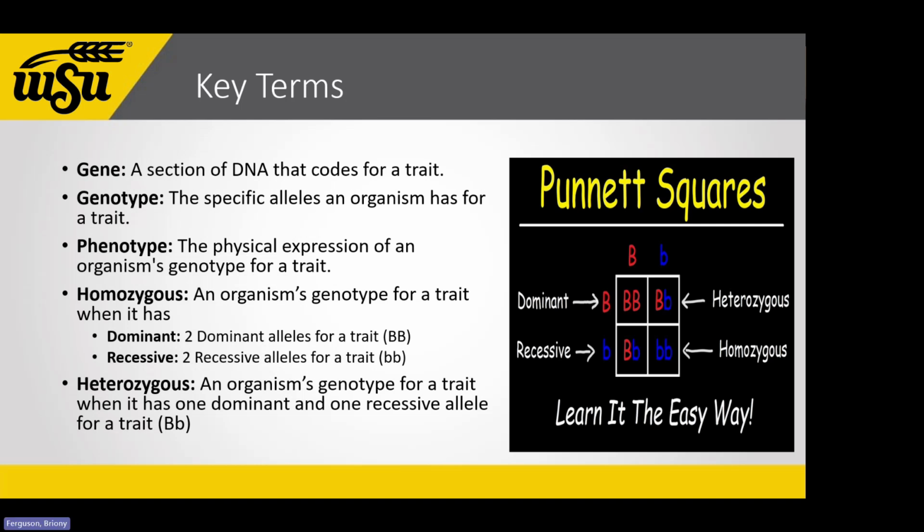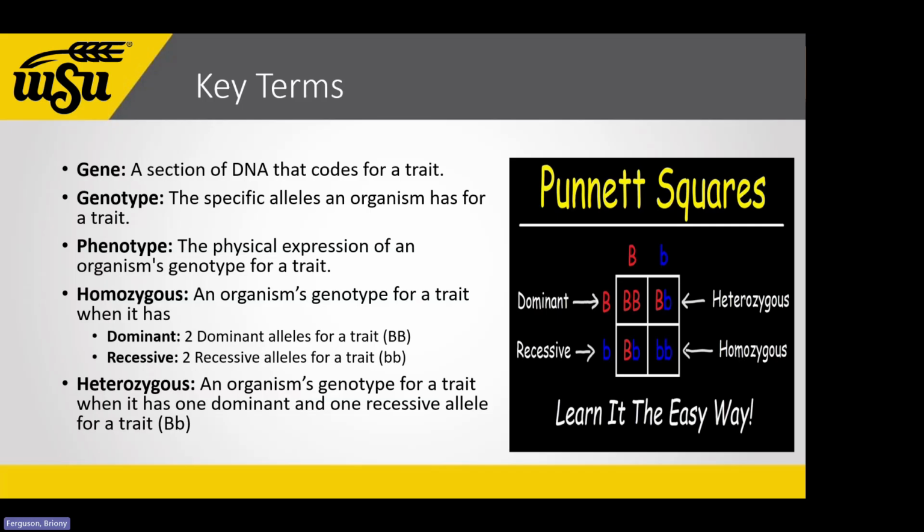Now, here in the photo, let's visualize that these are flowers. So this dominant or capital B is going to code for red, and this lowercase or recessive b is going to code for blue. Both of our parents in this instance are heterozygous. And when we finish our Punnett square to get our potential offspring, you can see that we have one homozygous dominant offspring, two heterozygous offspring, and one homozygous recessive offspring.